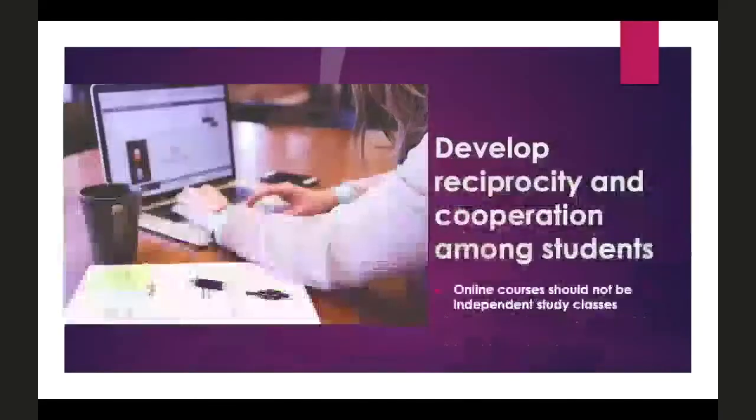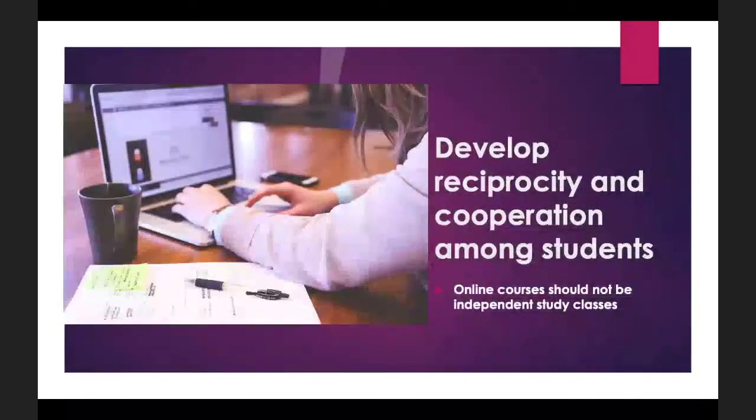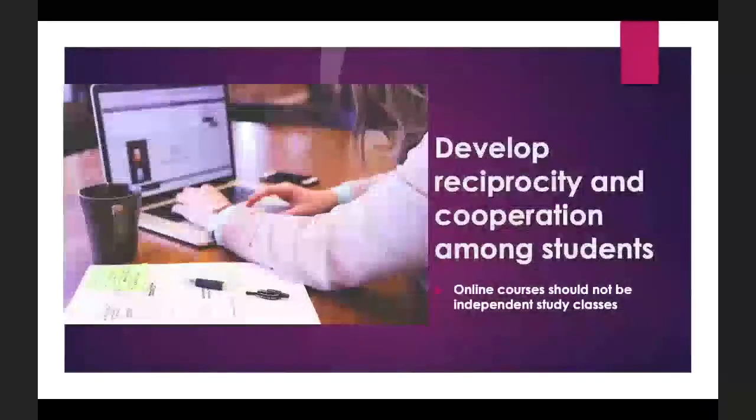All right. Related to that is developing reciprocity and cooperation among students. And my take on things is that online courses really shouldn't be independent study classes. For those of us who believe that and ascribe to the notion that people learn through socially constructing based on their experiences, based on their previous knowledge, based on the current knowledge, that's a particularly important thing to do. It's important to get students basically to engage with one another. You can build collaborative structures into the courses to promote student-to-student interaction.